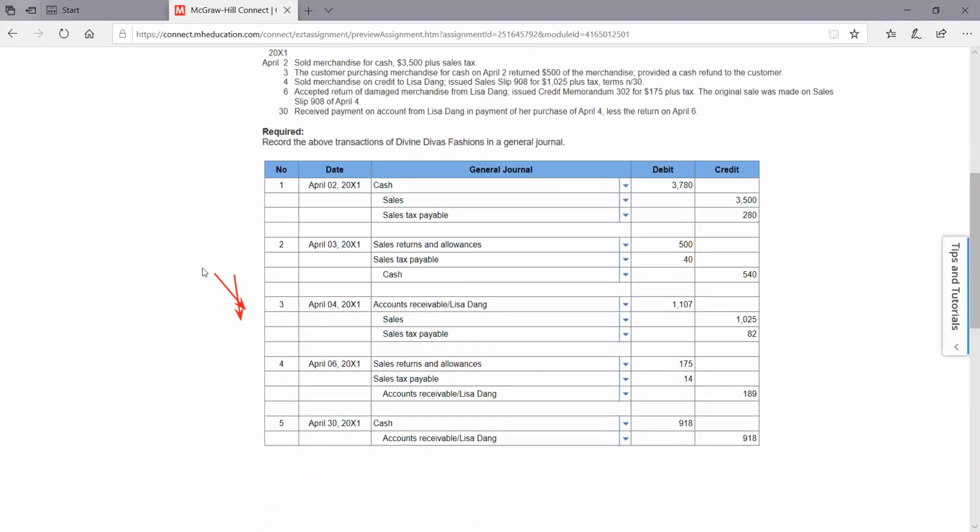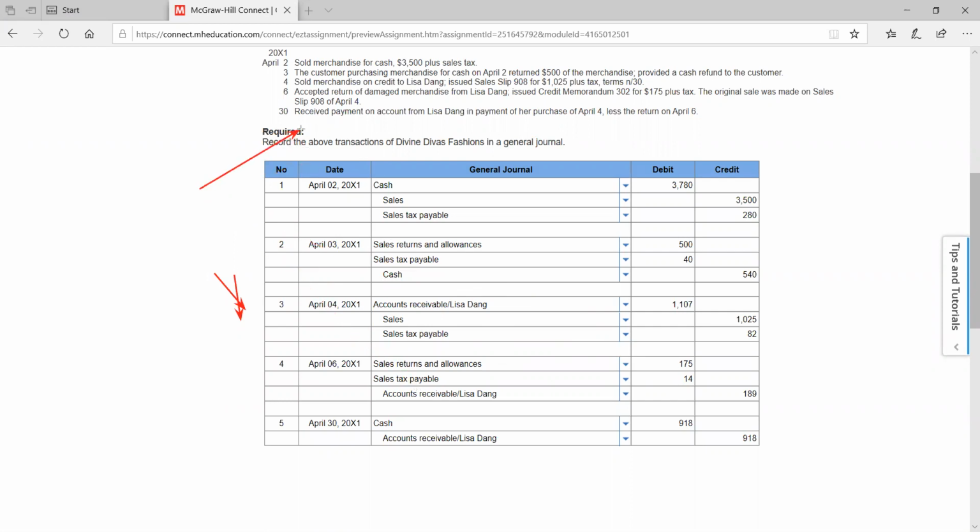All right, on the 6th, we have another return, and it's $175 plus your sales tax. So we have the sales returns and allowances debit of $175. 8% of that's $14. Debit that to sales tax payable. And because this was a credit sale, we credit accounts receivable, not cash.